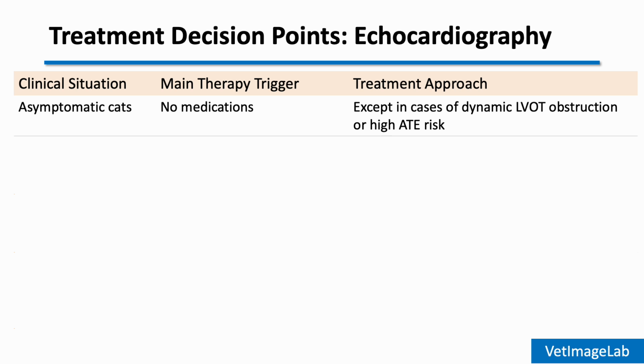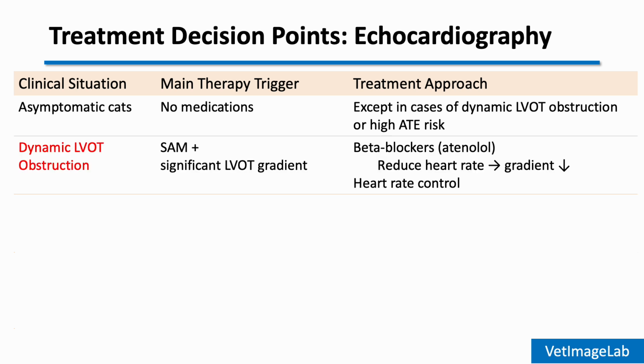Let's talk about how echocardiographic findings guide our treatment decisions. In asymptomatic cats, no medications are needed in most cases. When there is a significant LVOT obstruction, beta blockers, such as atenolol, help reduce heart rate and decrease the pressure gradient. Heart rate control is key.